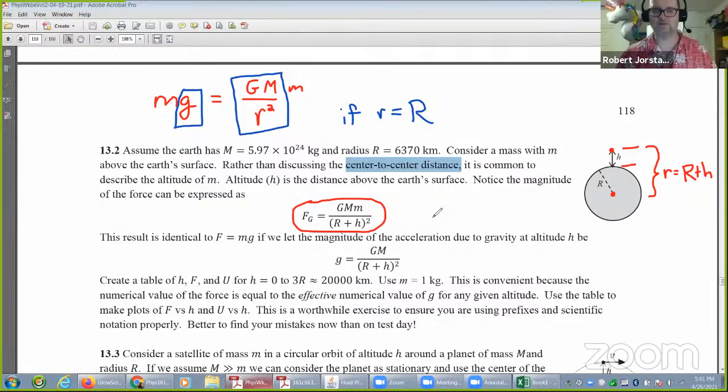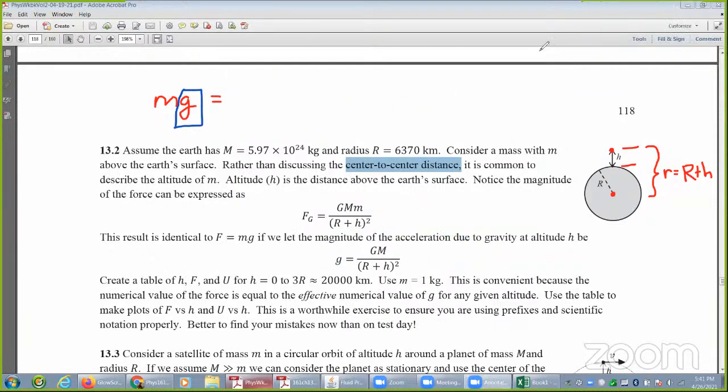And that is true. So if you look at this, this is just an upgrade to our old version of mg. The issue is g now depends on altitude. As you go farther and farther above the planet, we expect g should what? Increase or decrease? Do you think gravity goes up or down as you go away from the planet? Down. Let's take a look at it.